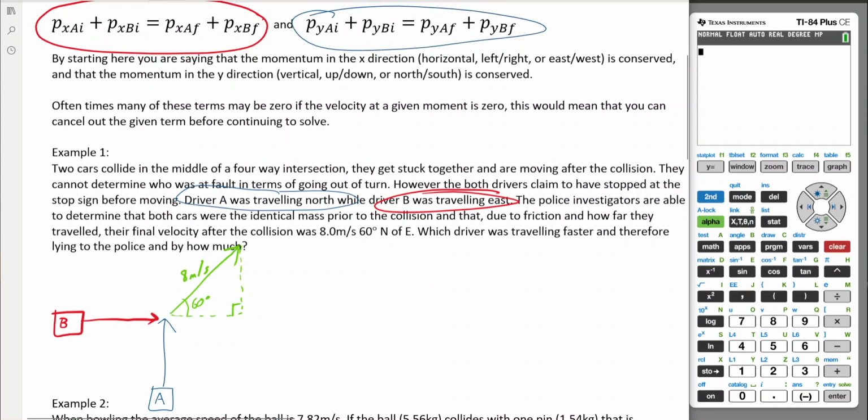Okay, so we're gonna do red first. Red is the x direction. So PXAI, I'm gonna use capital A, I, plus PXBI equals PXAF plus PXBF. Okay, so that's what we're starting with.